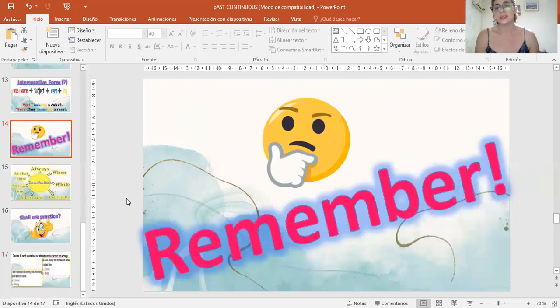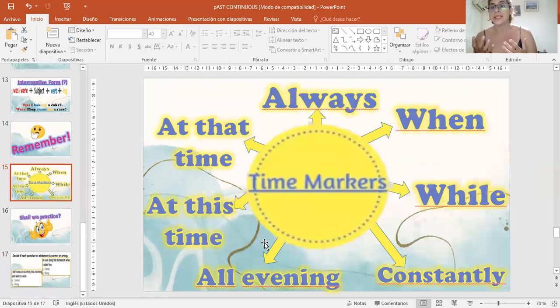It is important, again, to remember that we have some time markers that can highlight for us that we have to work with the past continuous tense. For example, always, when, while, constantly, all evening, at this time, at that time.